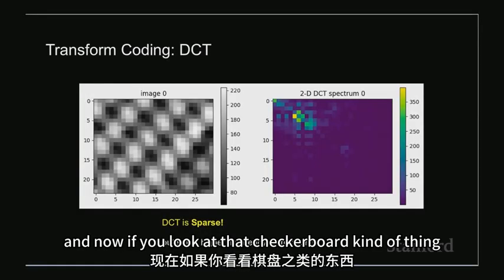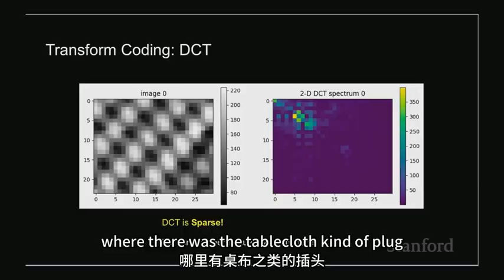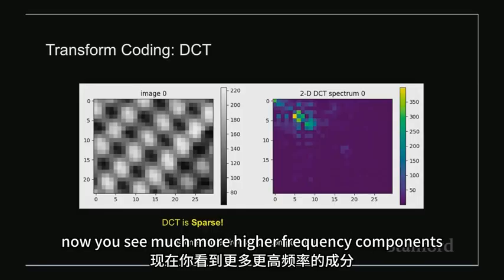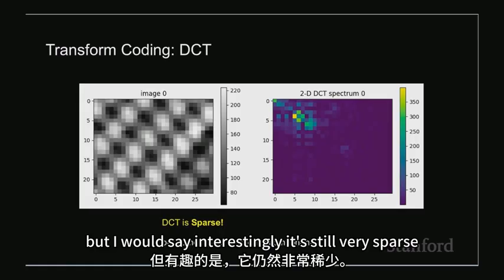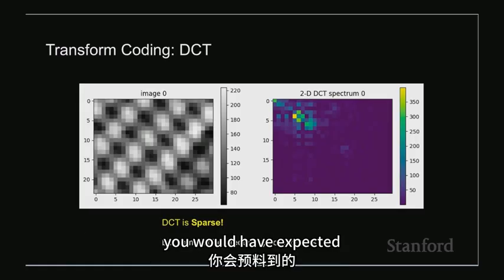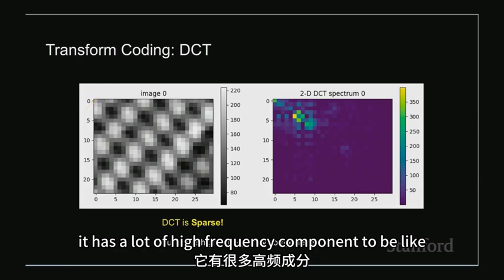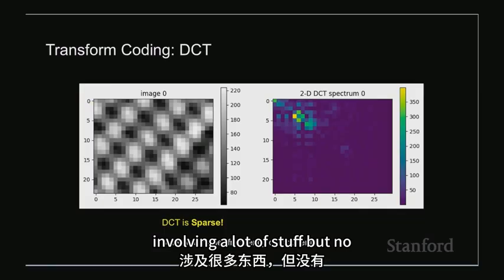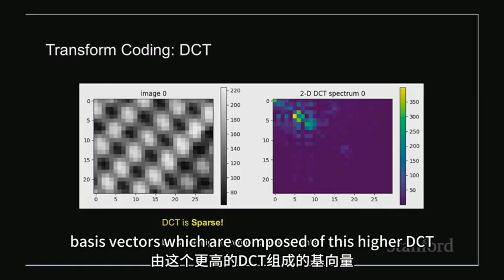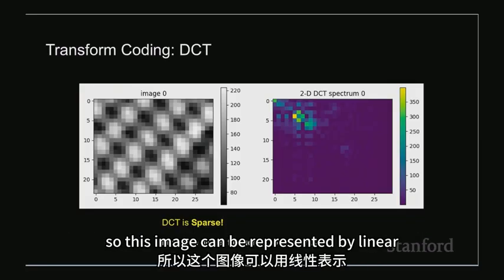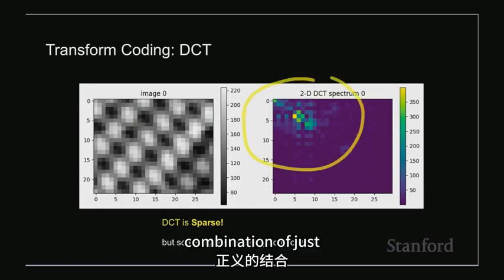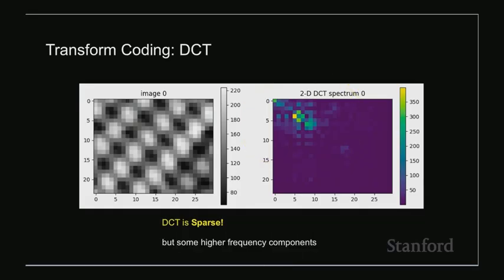Now if you look at that checkerboard kind of thing, the tablecloth, you see much more higher frequency components. There is a lot more action happening. But interestingly, it's still very sparse. You would have expected this signal, with a lot of high frequency component, to involve a lot of stuff, but no. That's because our basis vectors, which are composed of these higher DCT frequencies, have these higher frequency components. So this image can be represented by a linear combination of just these guys and weights.